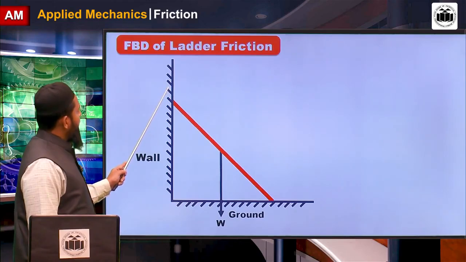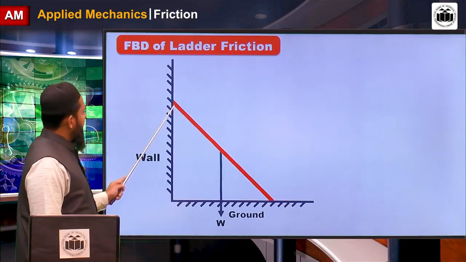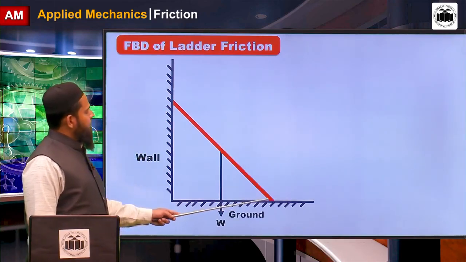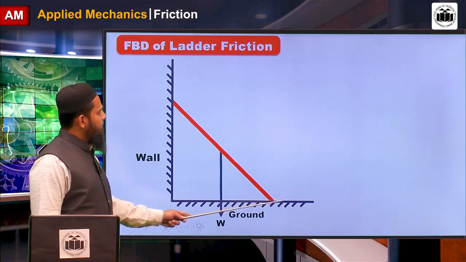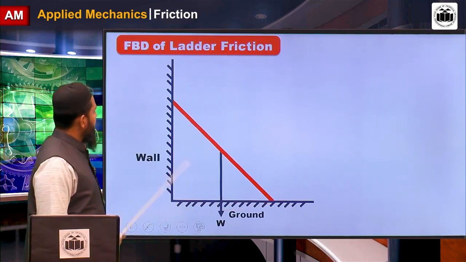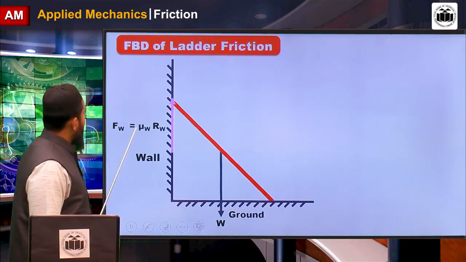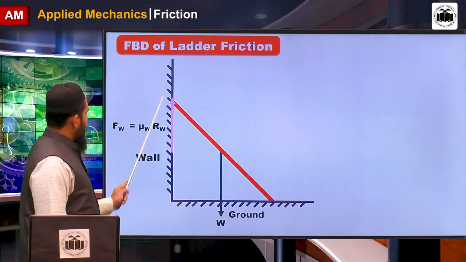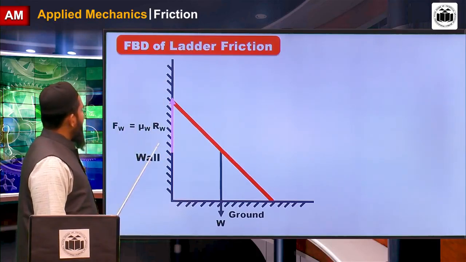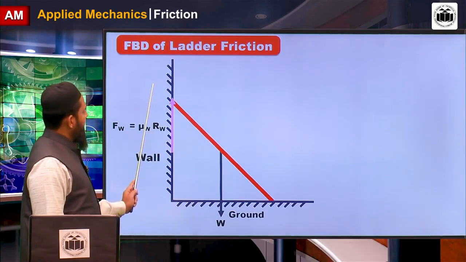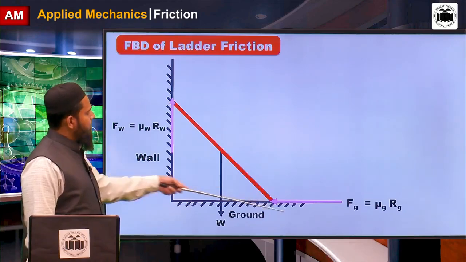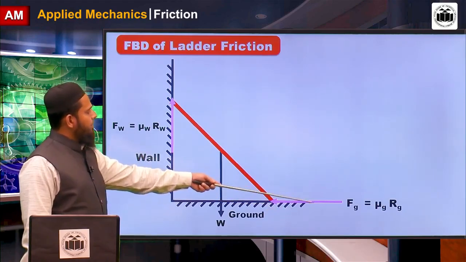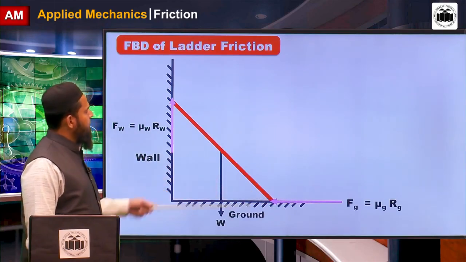Now the position of this ladder changes in the downward direction at the wall due to motion, and the contact point at the ground moves away from the wall due to the motion. It slides in the downward direction. For the wall, the frictional force is in the upward direction. For the ground, it slides away from the wall. Frictional force is opposite to the motion.